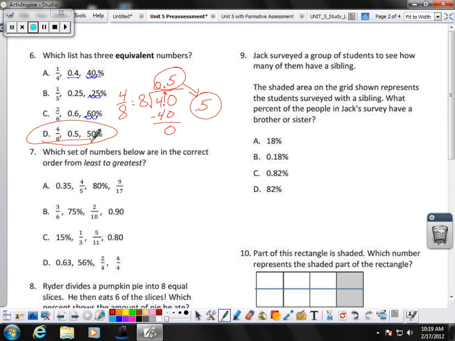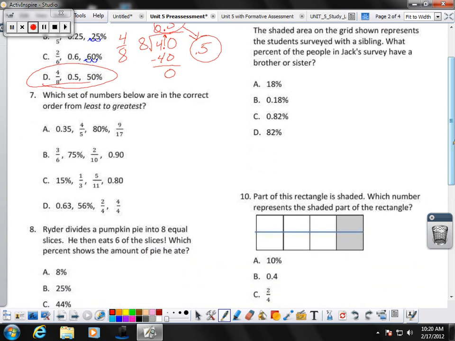Question number 7 says, which set of numbers below are in the correct order from least to greatest? And as I'm looking at these problems, I want to be able to put them in numerical order. So I look at this one, I say this is 0.35, that is fine, that's 35/100. 4/5 really equals 8/10, which looks like that. And is 8/10 greater than 35/100? Yes, it is. The problem I get, though, is 8/10 is the same thing as 80%.